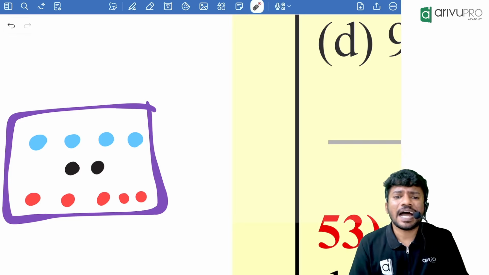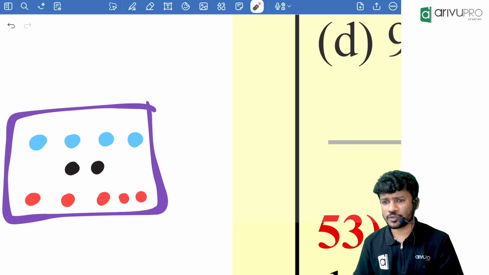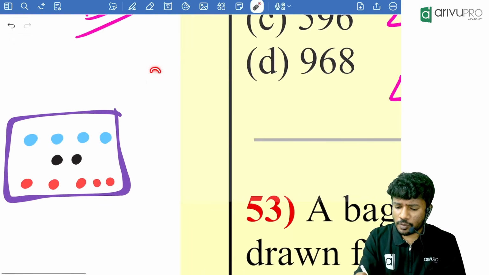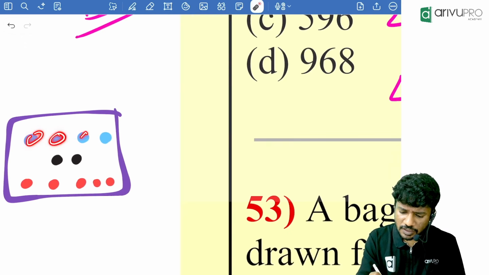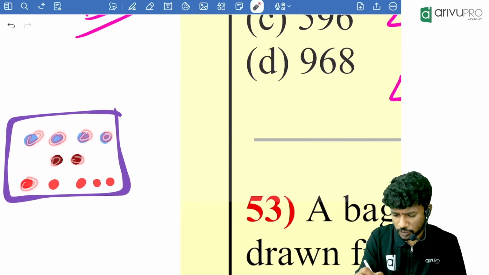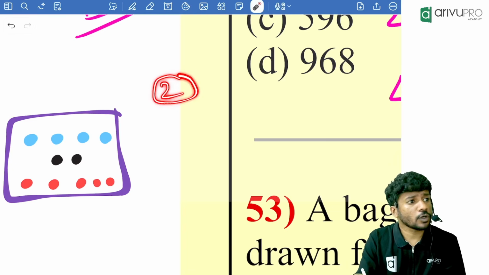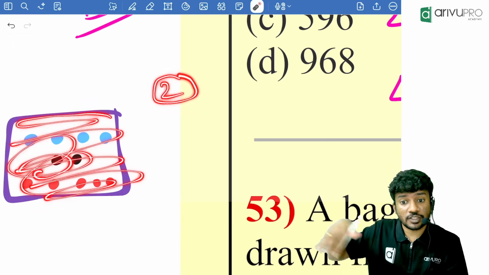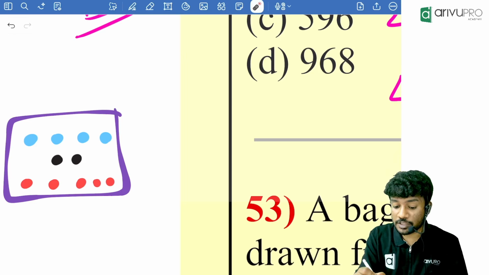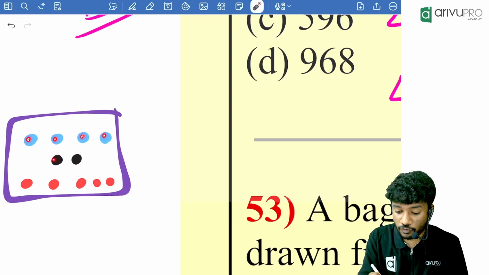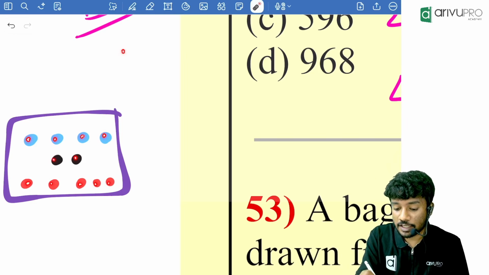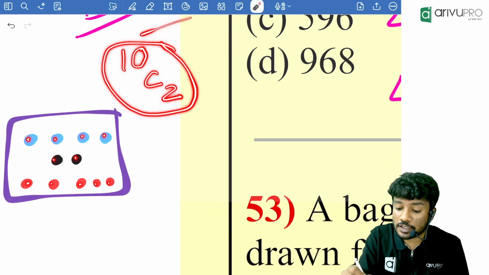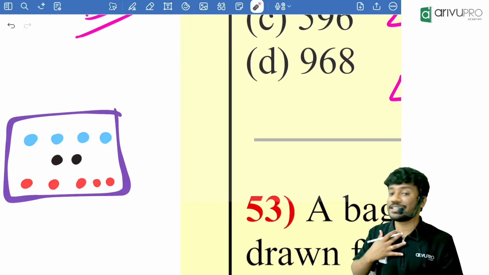Now, at least one means I am choosing one or more. Now, if I am choosing 2 balls totally from this given set of balls, what is the total way of selecting? You think that it is inside a box. You don't know which ball is which. You are just randomly taking 2 balls. So it can be taken in how many ways? 1, 2, 3, 4, 5, 6, 7, 8, 9, 10. That means from 10, I am choosing 2. That is 10C2.